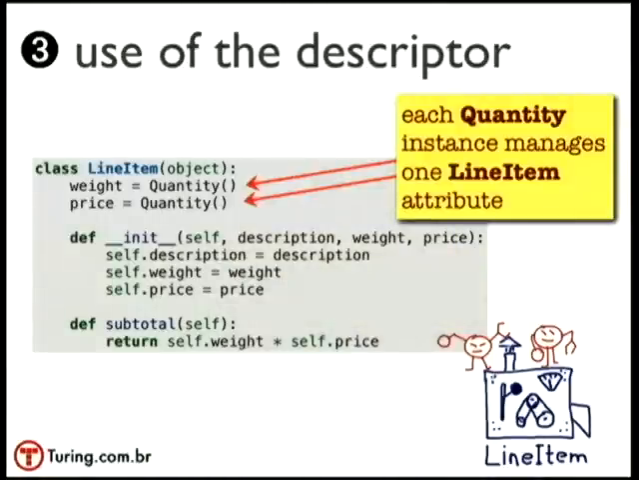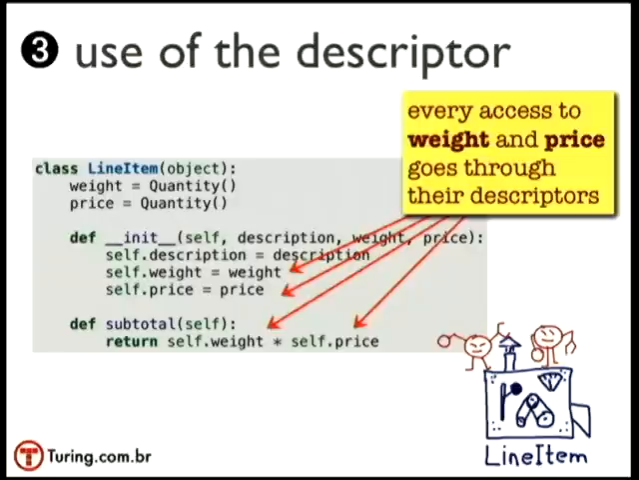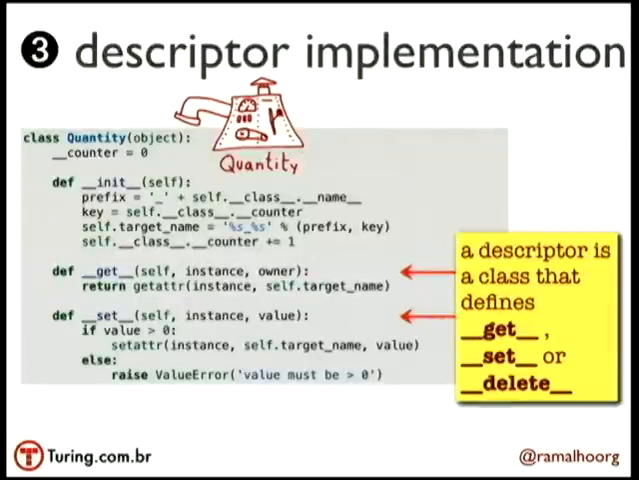So each quantity instance manages one of the line item attributes, and every access to the public attributes, weight and price, actually goes through their descriptors. And again, when I'm doing self.weight equals weight here, the descriptor machinery is being activated to handle that. Okay? Now let's take a look at the implementation of the descriptor. Basically, a descriptor in Python is any class that defines __get__, __set__, or __delete__. This is what a descriptor is in Python.